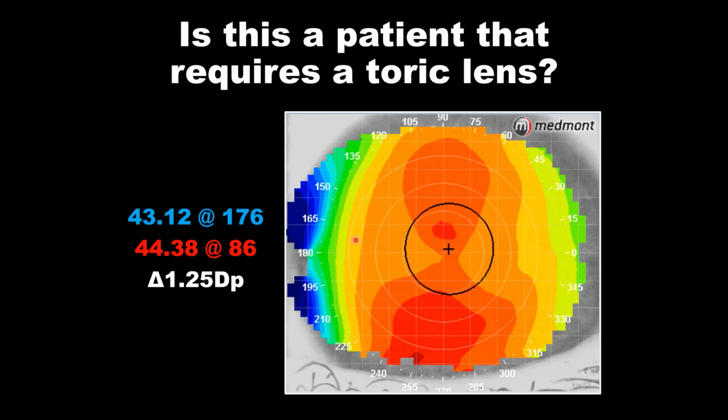Now, what would the textbook say as a starting point for a rigid contact lens requiring a back toric or bitoric lens? And that's generally in the neighborhood of 2 diopters to 2.5 diopters. So clearly this patient shouldn't require a toric lens.